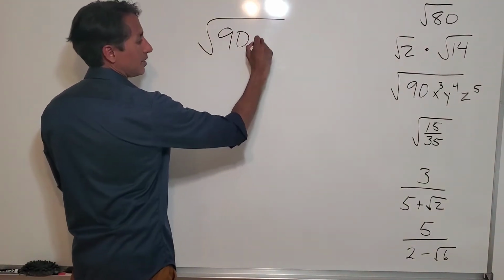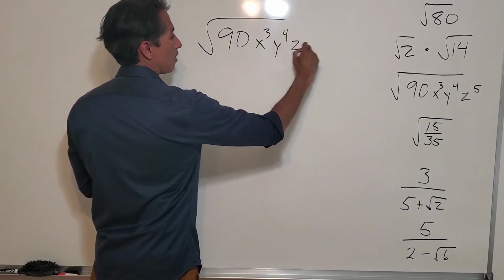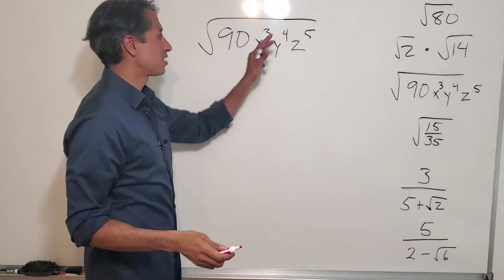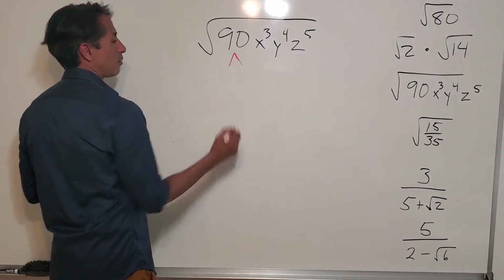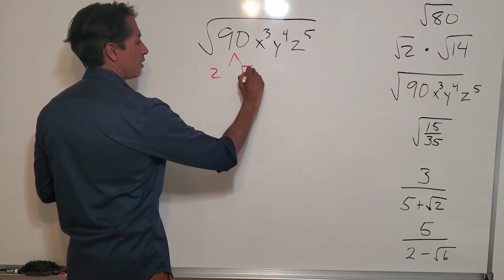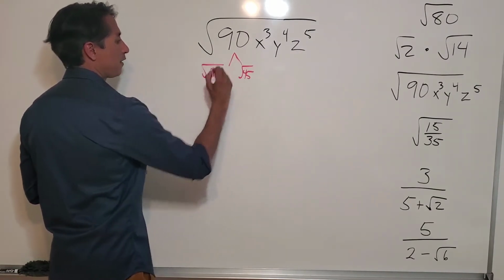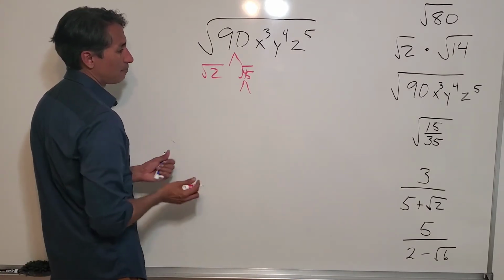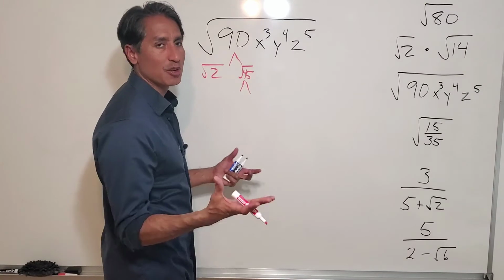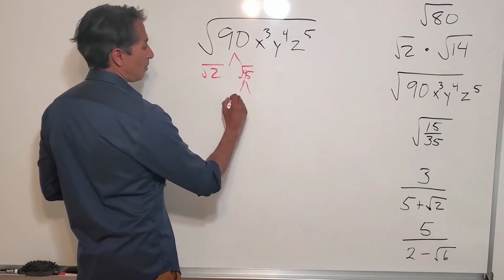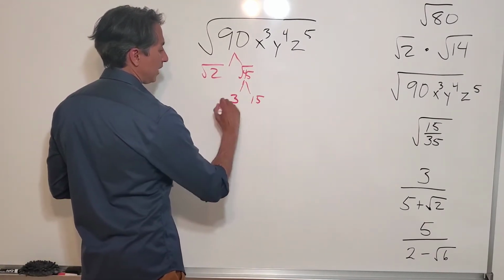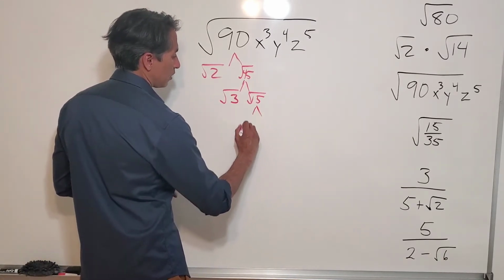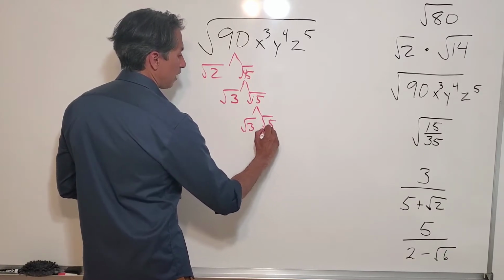Square root of 90 x cubed y to the 4th z to the 5th. Okay, I'm going to work on the number first just because the letters are a little bit quicker. What makes a 90? 2 and 45. And what makes a 45? Again, it doesn't matter what numbers you use to create these. I'll do 3 and 15 just because why not? And then I have this guy here, which is another 3 and a 5.